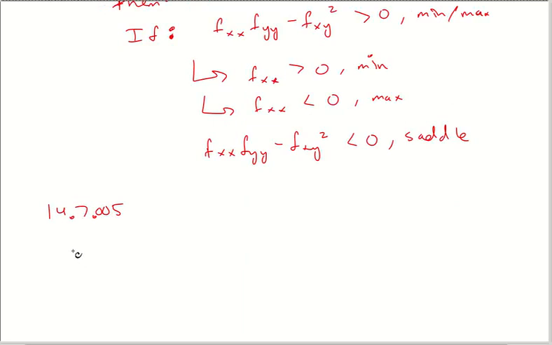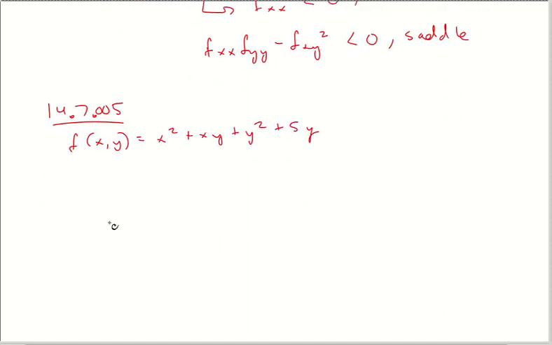So we've got 14.7.005. I have f of x, y equal to x squared plus xy plus y squared plus 5y, and they want us to find the mins and maxes and saddles and all that kind of stuff.